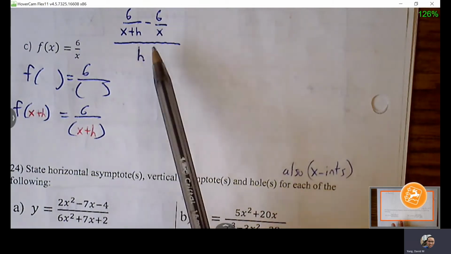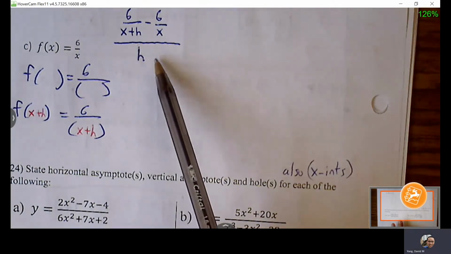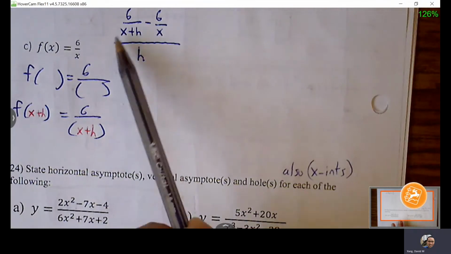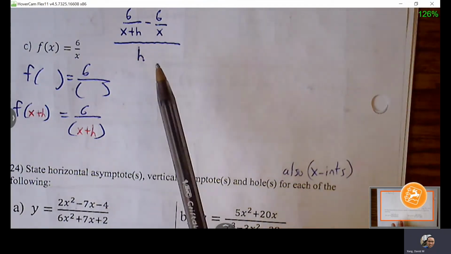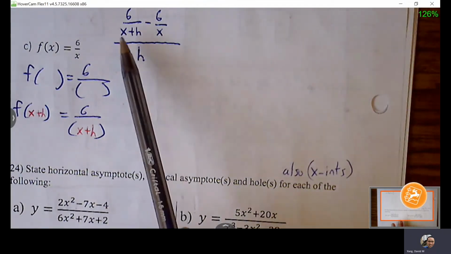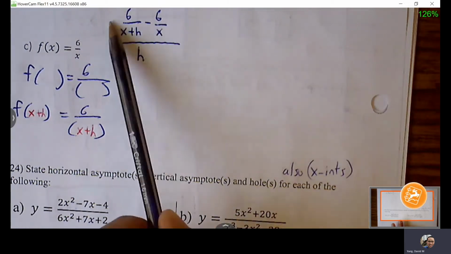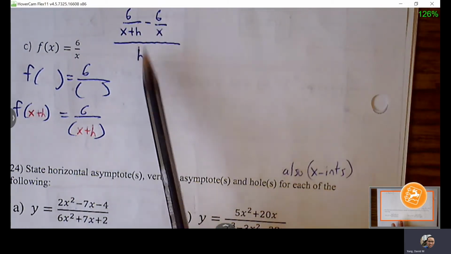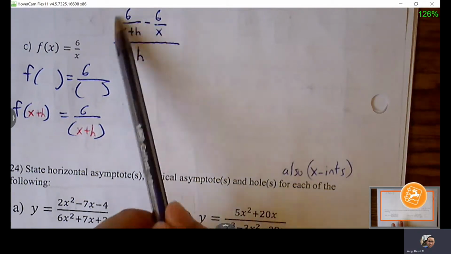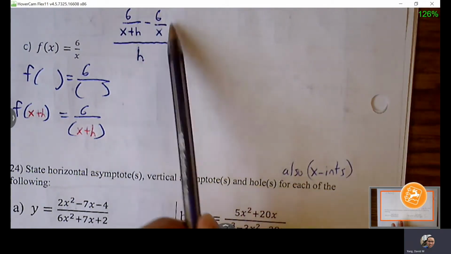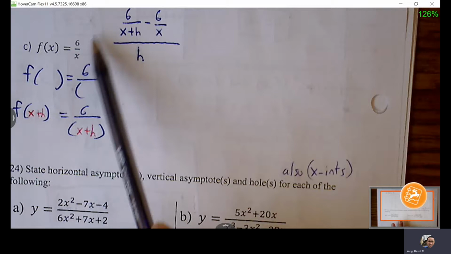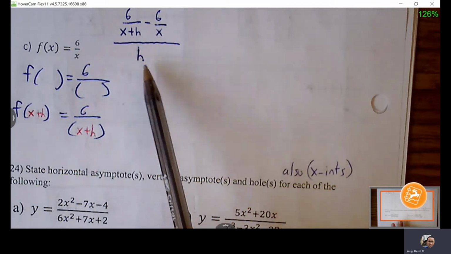Okay, so let me walk you through the rest of the stage here. We're going to try to do a little bit of cleanup. A couple of things need to happen. We need to clean this up to be one fraction, and then we also need to resolve this complex fraction. So there are two things going on here. We've got to find a common denominator, and then we don't want this fraction within a fraction. We want to resolve this issue.